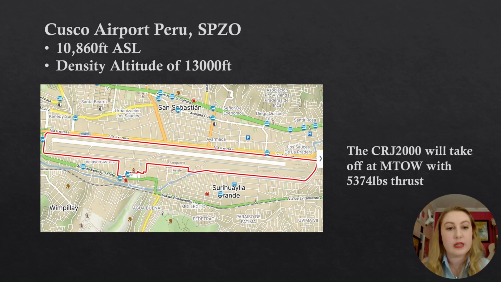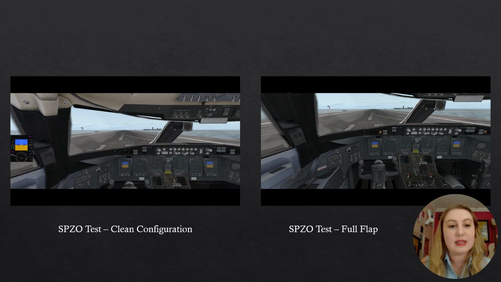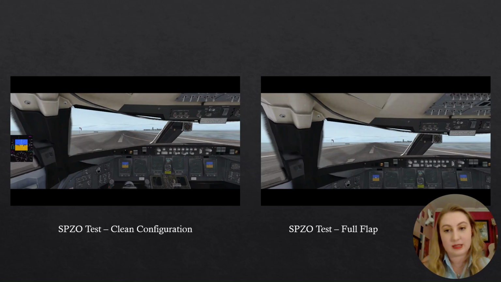The airport used for this trial is Cusco Airport in Peru. It was chosen as it has an elevation of 10,860 feet above sea level, and in standard conditions this means that it has a density altitude of 13,000 feet. The maximum thrust available to the CRJ 200 in this task is 5,374 pounds as per the findings in task 1. The initial takeoff was performed at the MTOW in a clean configuration, and as suspected, the takeoff was unsuccessful.